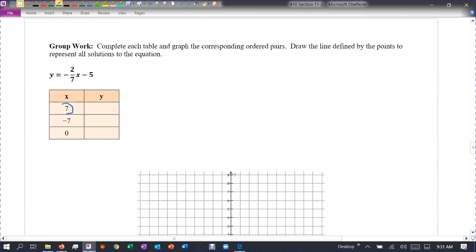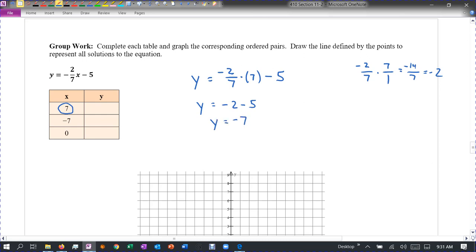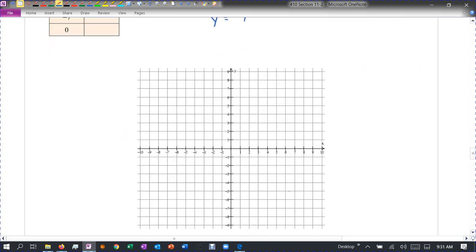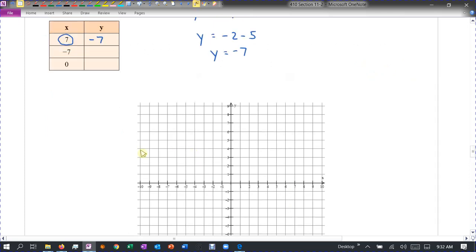Let's go with 7 for x. So y equals -2/7 times 7 minus 5. So I need to figure out what -2/7 times 7 is. That's -14/7, that's -2. So we get y equals -2, take away 5, so we get y equals -7. So I know on my graph, if I go to the right 7 and down 7, that's a point on my line. Now you have to go find the other 2, I'll let you do that yourself.